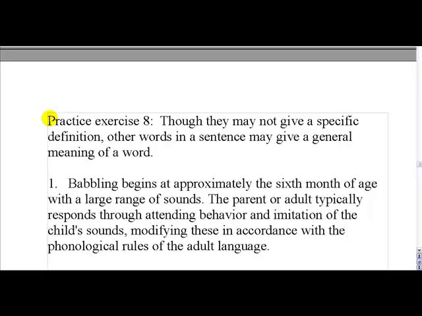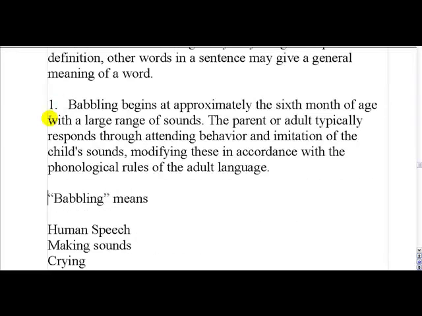So I encourage you to increase your reading speed with the goal of reading approximately 300 words a minute with 60% comprehension, and I think probably you can make these kinds of connections fairly quickly. Paragraph 1. Babbling begins at approximately the 6th month of age with a large range of sounds. The parent or adult typically responds through attending behavior and imitation of the child's sounds, modifying these in accordance with the phonological rules of the adult language.